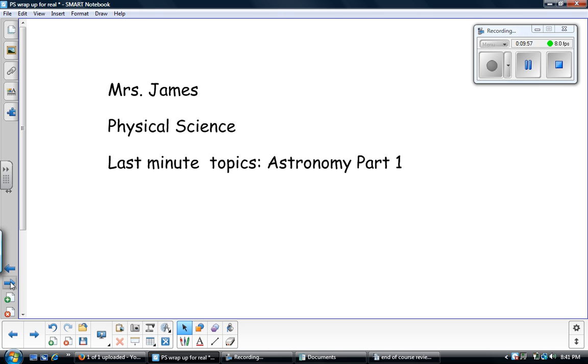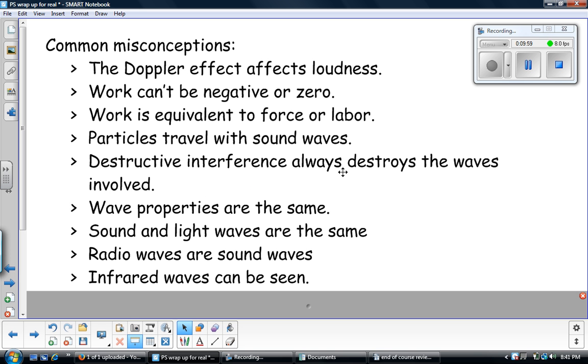And that is the end of this section. Next, we're going to start talking about waves and how they're applied to things off of our planet, which is the wave section of astronomy.